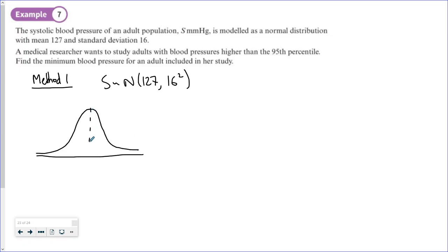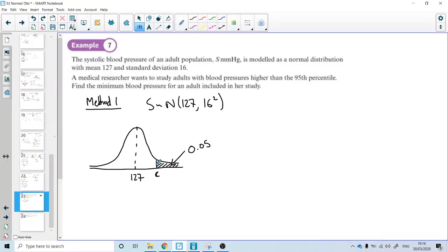So we know that in the middle of our S distribution, we've got 127, that's the mean. And the 95th percentile is we want this point, let's call it C, on our distribution, where the probability to the right is 5%, 0.05. Equivalently, the probability to the left is 95%, 0.95. So we can solve this problem using inverse normal function on our calculator, because we've got some unknown value C and we know the total probability to the right is 5%.